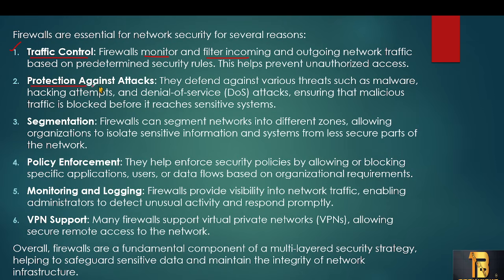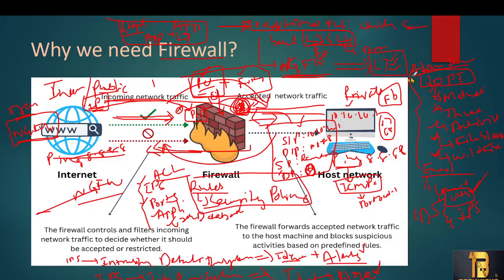The second thing is protection against attacks. We have discussed these attacks: deep packet inspection or advanced security features against malware, threats or antivirus. All these things will be identified by the firewall, and it is also going to block anything identified as suspicious.